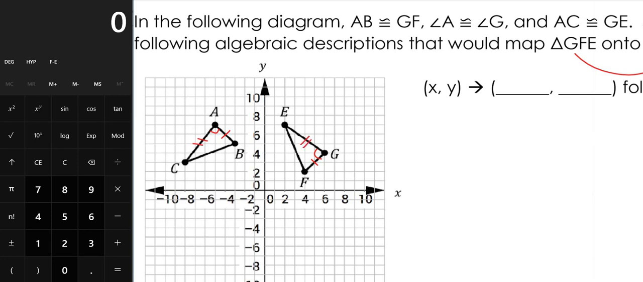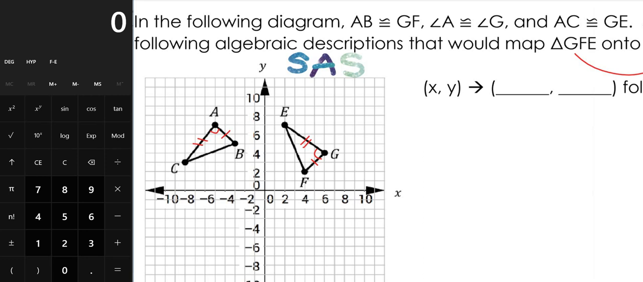Now, they told us they want us to show that they're congruent using transformations and that they'll map on top of each other. However, we can see that these two triangles are also congruent because of one of our congruence postulates. Notice that it's actually side, angle, side. That's how we know that these two triangles are congruent.